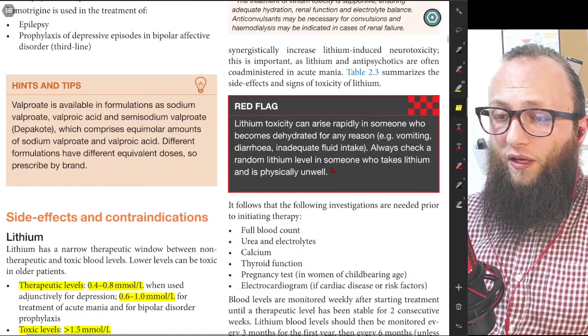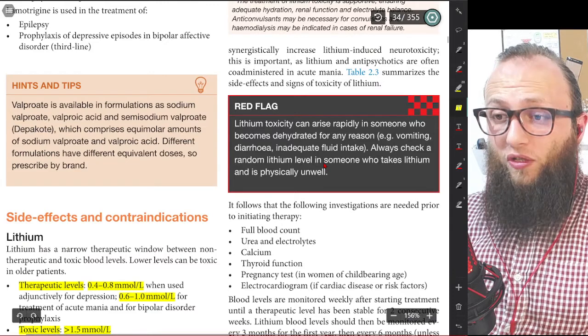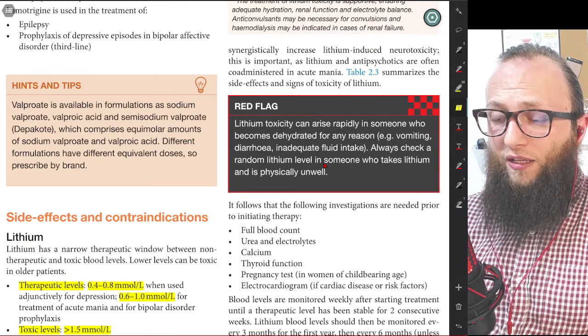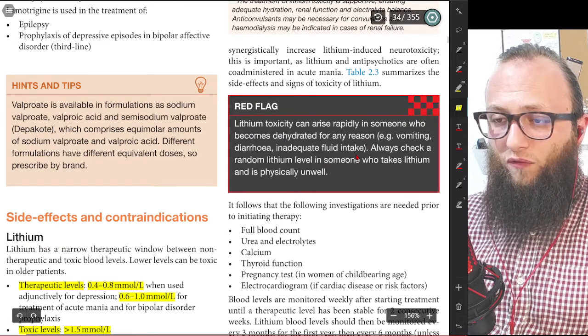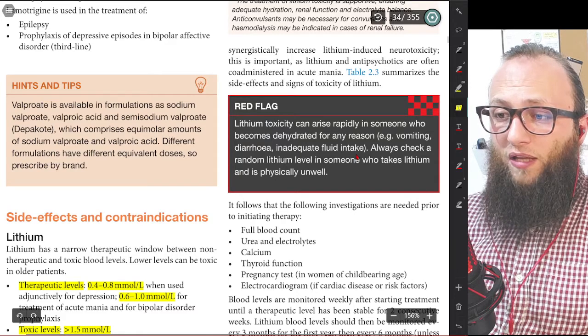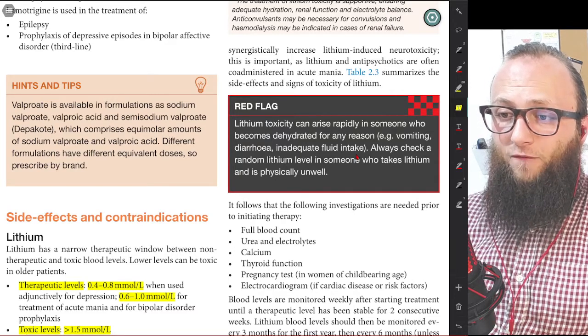Here we have a red flag. Lithium toxicity can arise rapidly in someone who becomes dehydrated for any reason, like vomiting, diarrhea, inadequate fluid intake. Always check a random lithium level in someone who takes lithium and is physically unwell.